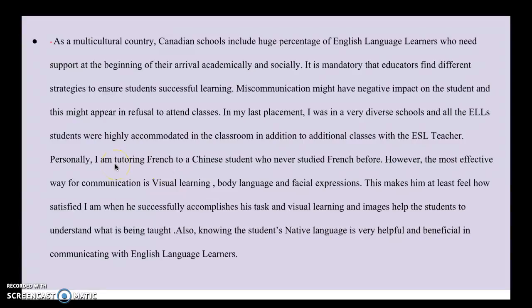Personally, I'm tutoring French to a Chinese student who never studied French before. However, the most effective way for communication is visual learning, body language, and facial expressions. This makes him at least feel how satisfied I am when he successfully accomplishes his task. Visual learning and images help students to understand what is being taught. Also, knowing the student's native language is very helpful and beneficial in communicating with English language learners.